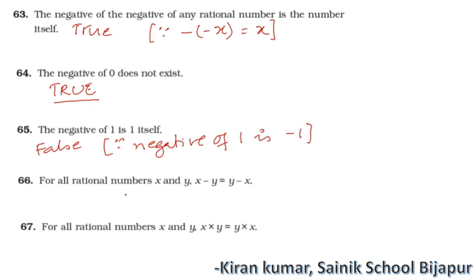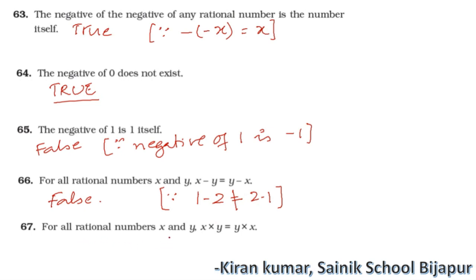For all rational numbers x and y, x minus y is equal to y minus x. This particular statement is a false statement because x minus y will not be equal to y minus x. If you consider an example, 1 minus 2 will not be equal to 2 minus 1. The reason is negative 1 and positive 1 are not equal.